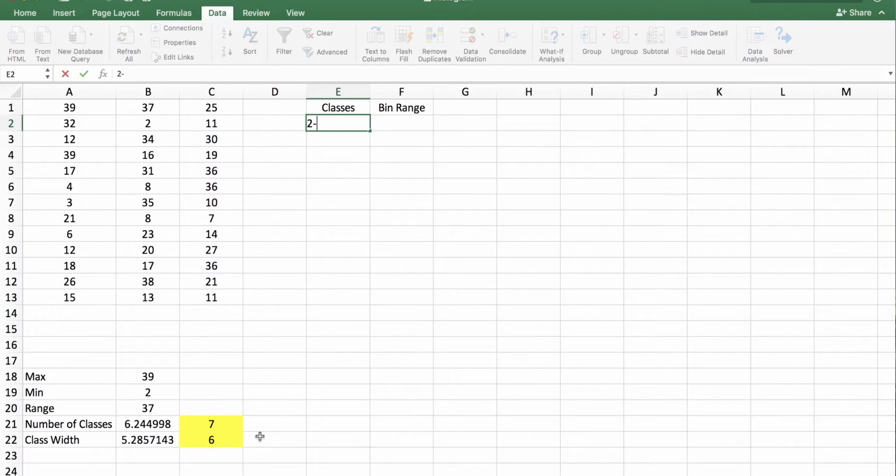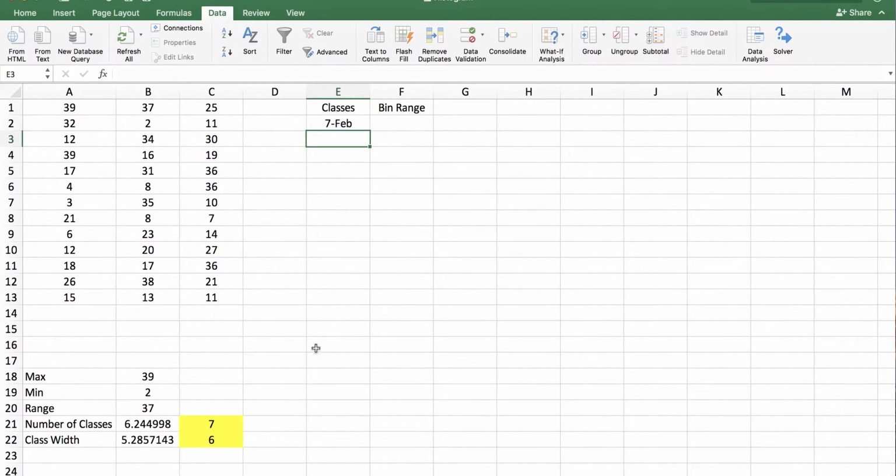Okay, so this means that if you start from 2, you can include 6 different values in this class. So you're going to start from 2, then you have 3, 4, 5, 6, and 7, which makes a total of 6 unique values, okay? So that means that my upper limit for the first class will be 7.